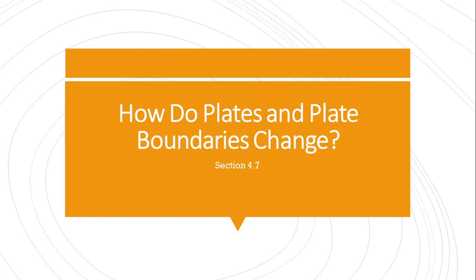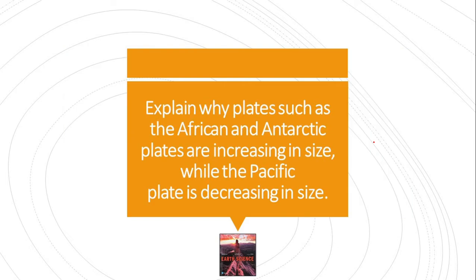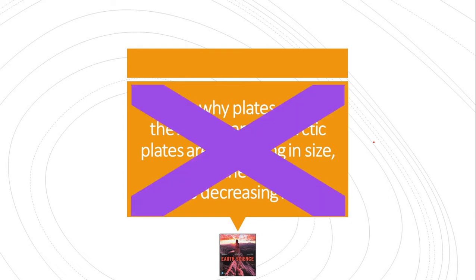Now, at this point in the book, they switch to a section 4.7 that's about how these plate boundaries change, and the book throws up some definitions about why the African plate and the Antarctic plate are changing in size, and the Pacific plate, why is it changing in size? But we're actually not going to worry about that. I'll make sure that nothing about that shows up on the test.